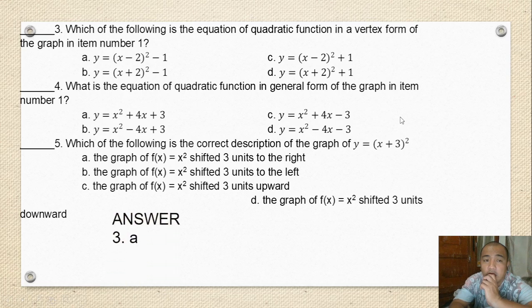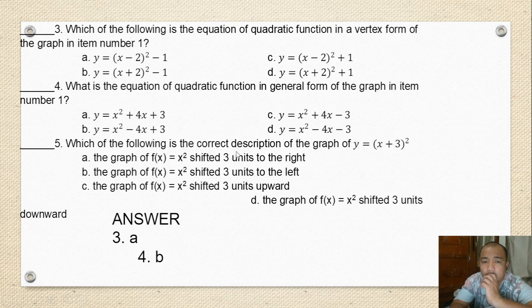Answer is A. Y equals (x minus 2) squared minus 1. Number 4. What is the equation of the quadratic function in general form of the graph in item number 1? Of course, if the answer is letter A, (x minus 2) squared is x squared minus 4x plus 4, then subtracting 1 gives 3. So I think this is the answer. Hey, wait, x squared minus 4x plus 4 minus 1. I think B is the answer, right? B, y equals x squared minus 4x plus 3.